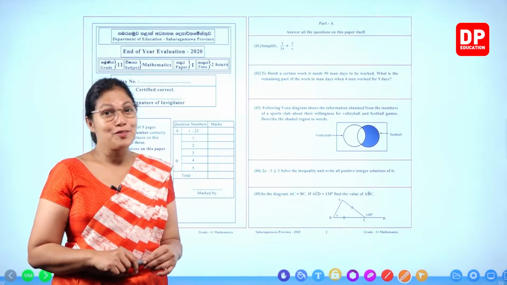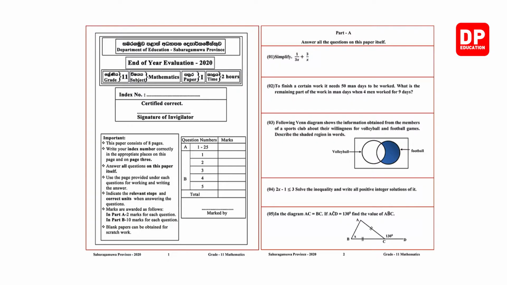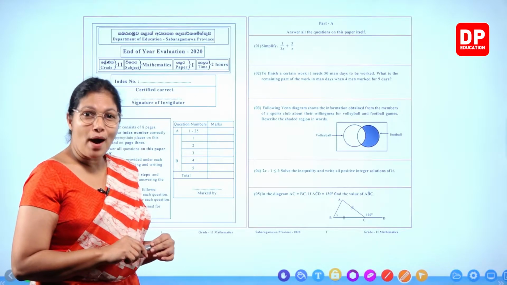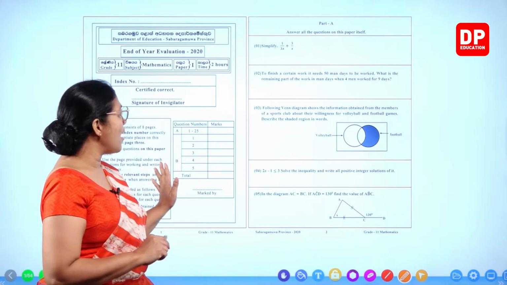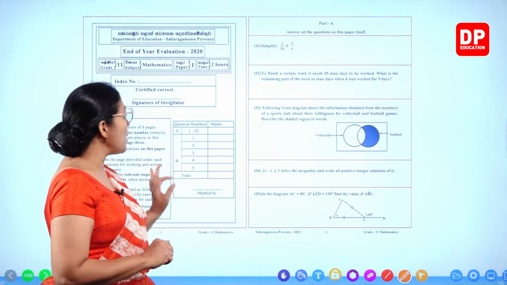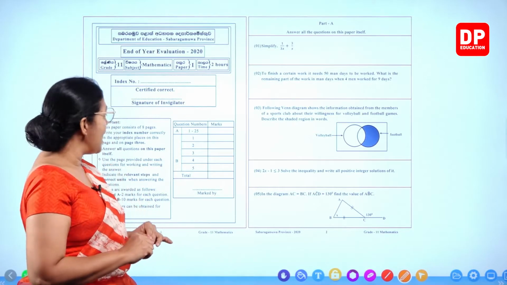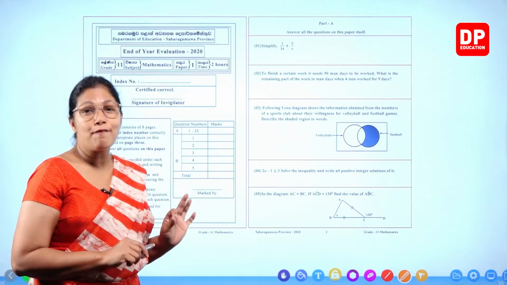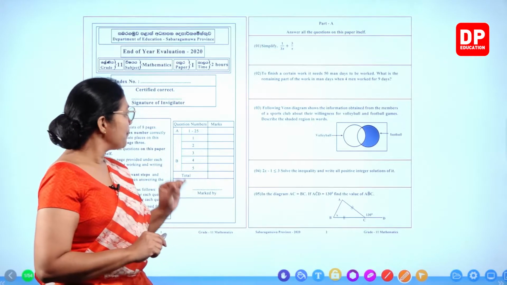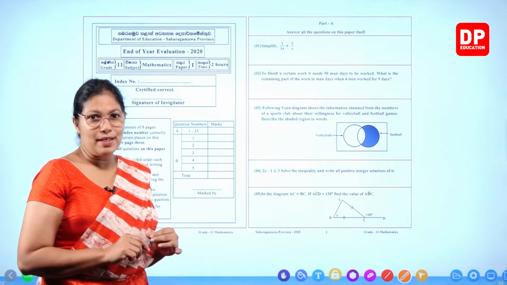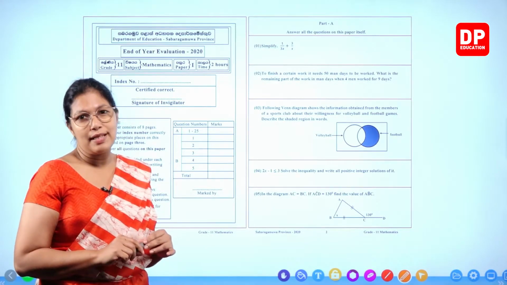Hello O-level students. Today I am going to do the End of Year Evaluation 2020, Department of Education Sabaragamuwa Province paper. So this is paper 1. You get 2 hours. So you already know there are 2 parts. Part A, you get 25 short questions, and part B, you get 5 long questions. So make sure that you complete part A within 1 hour and part B within 1 hour.